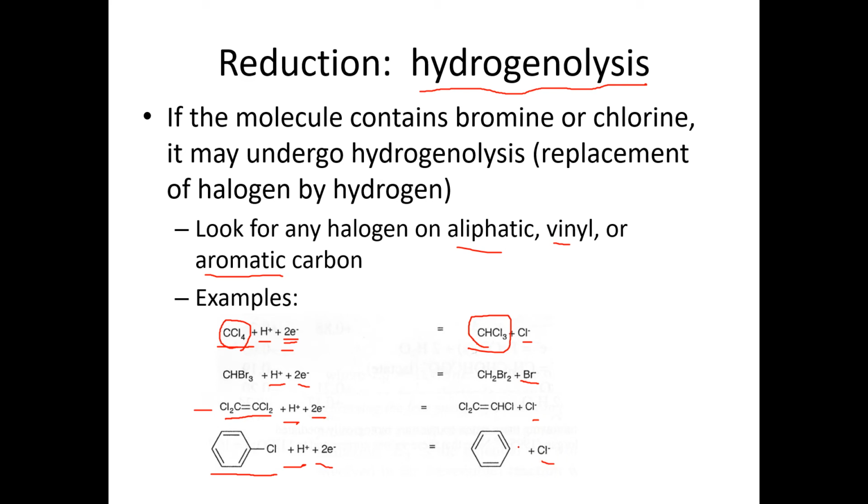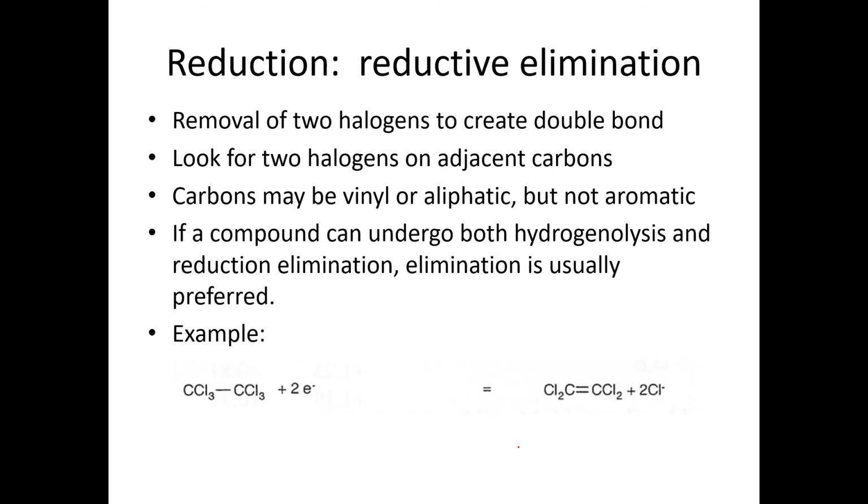So it's pretty easy to determine whether compounds are capable of undergoing hydrogenolysis. You just look to see, do they have a chlorine or a bromine? And if the answer is yes, then they can undergo hydrogenolysis. Period. End of story. Reductive elimination is more thermodynamically favorable. If a compound can undergo reductive elimination, it will, preferentially over hydrogenolysis.